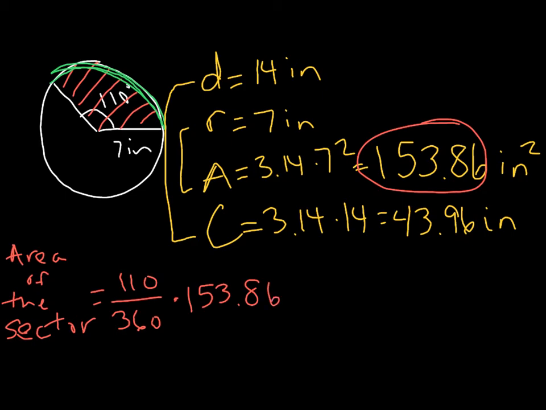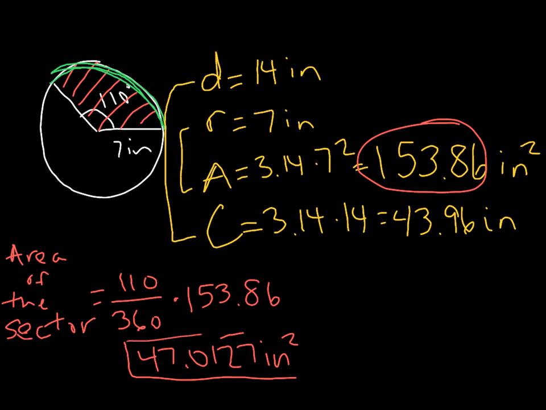I can actually use the fraction button on my calculator, or I can use 110 divided by 360 to get that answer. So the area of the sector is 47.0127, and the 7 repeats, so I'll put the repeating bar over, inches squared, and we label it its area. So we label it just like we labeled the area of the whole circle.